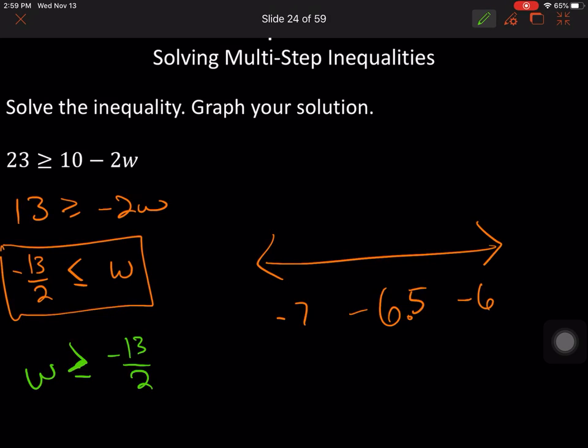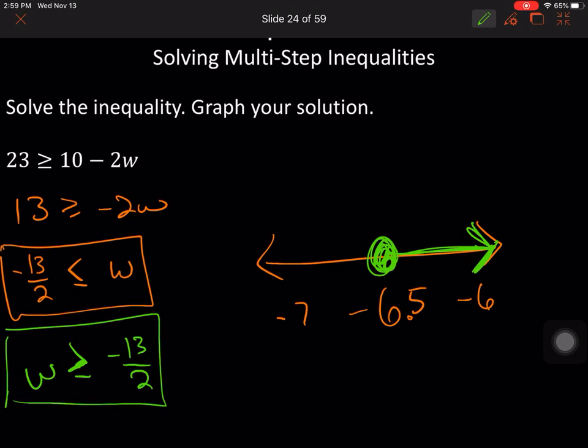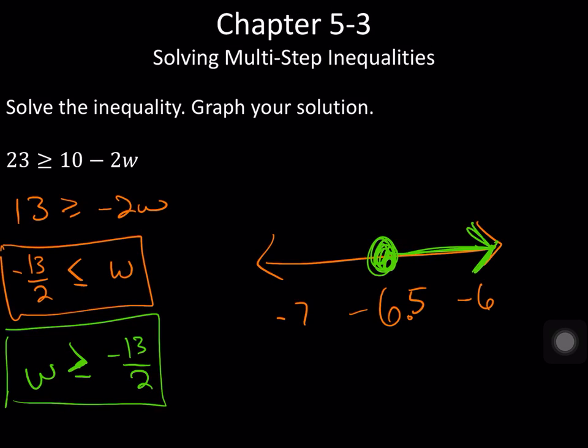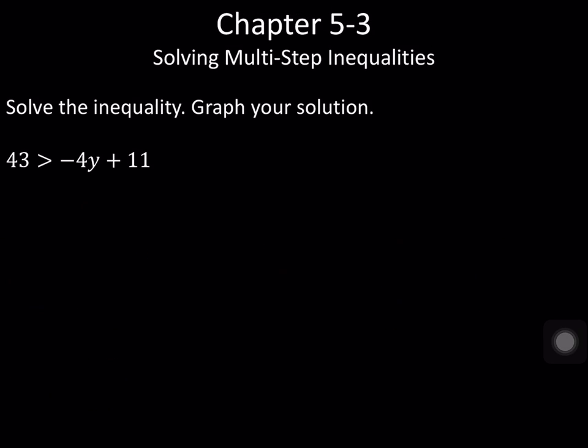And so now W greater than or equal to negative 6.5, greater than or equal to is going to be the solid circle, and greater than tells me to shade in this direction. So you don't have to make that final step, but it does help when it comes to shading, unless you can just keep it straight. Okay, this next one is yours to do.